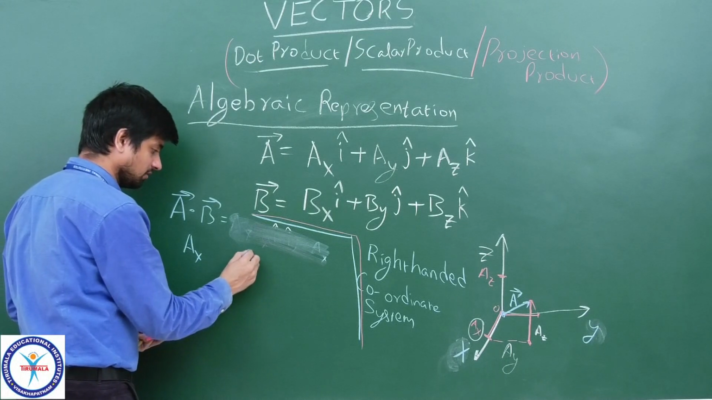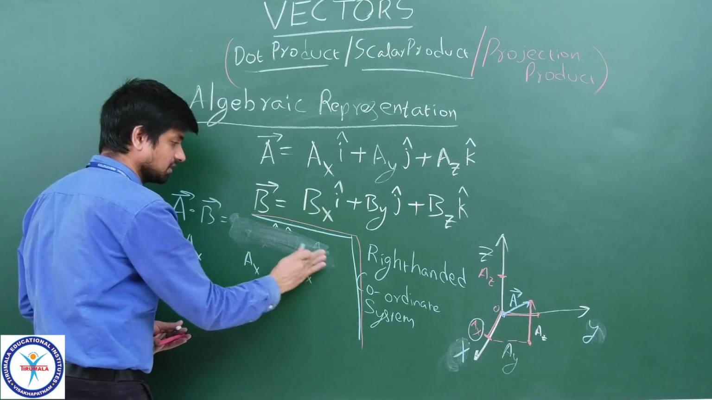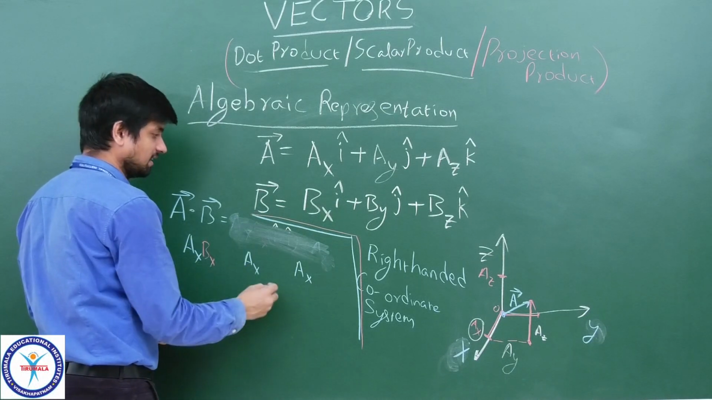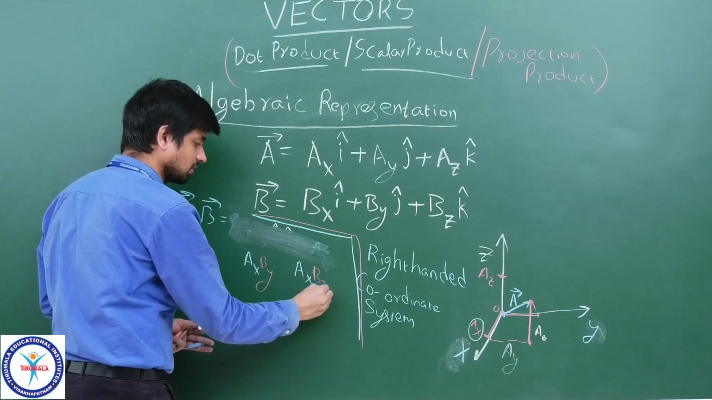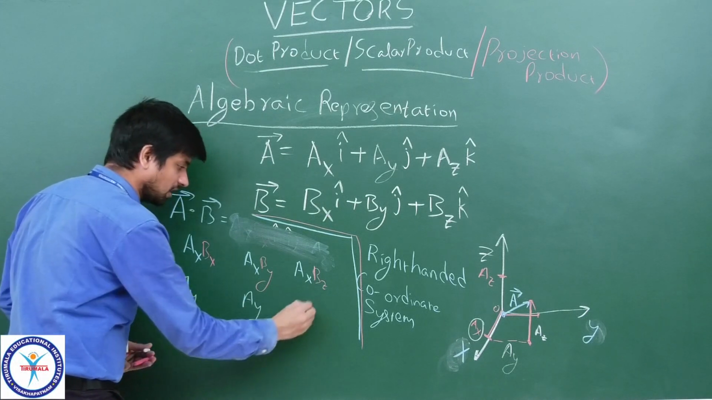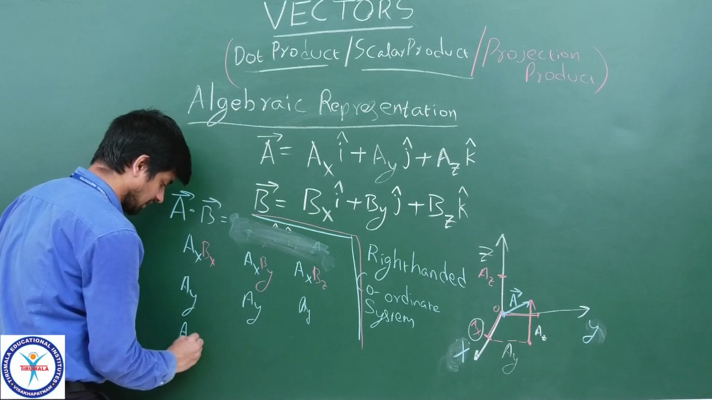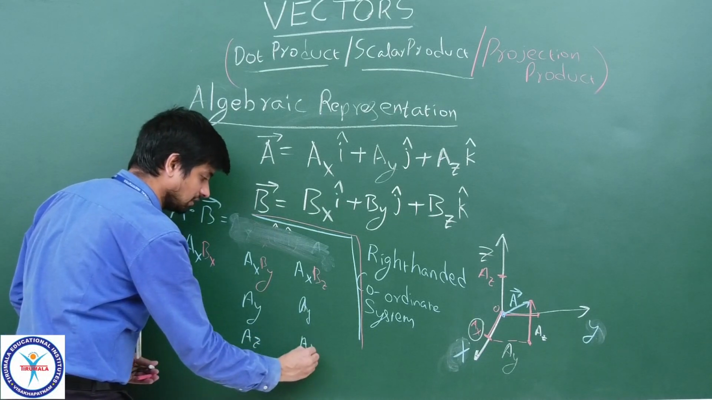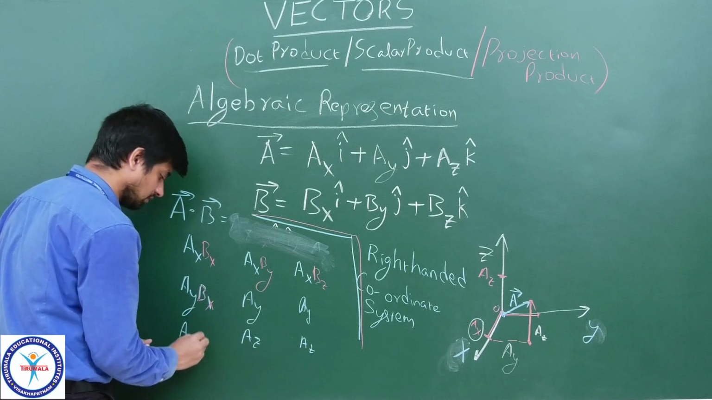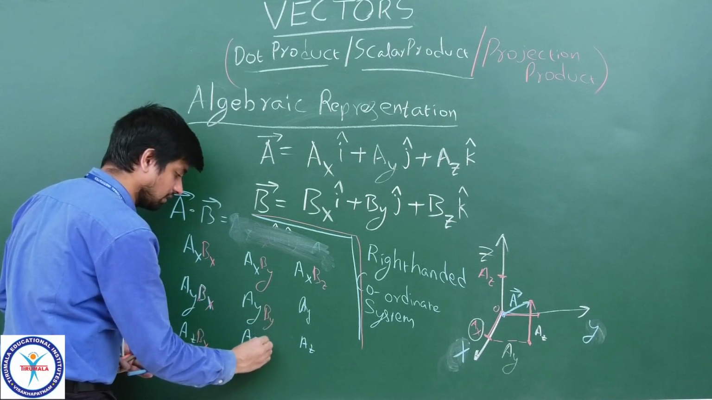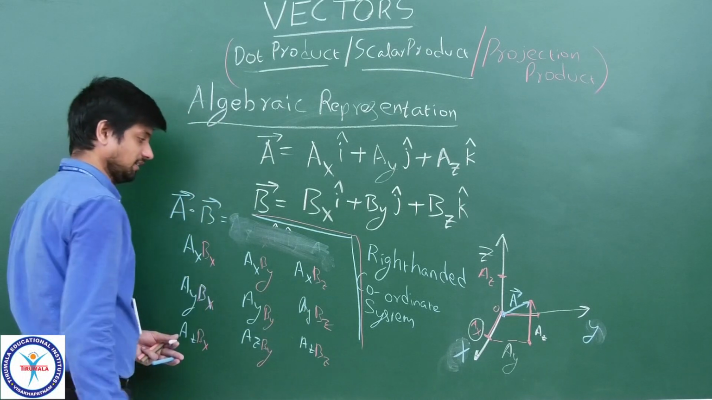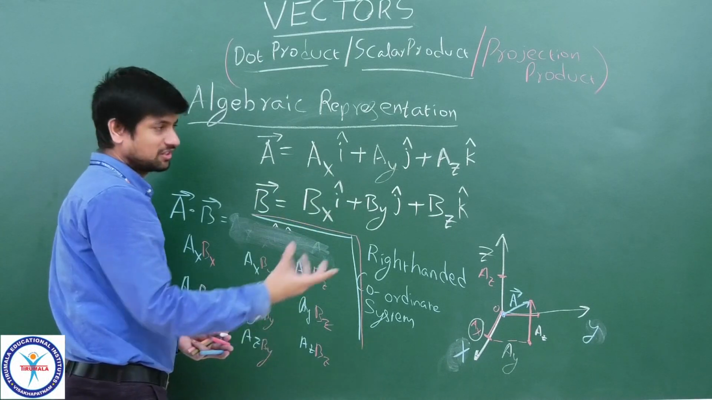Ax, again Ax, so it first multiplies with Bx and next By, next Bz. In the same way, Ay, Az. Here what do you get? Bx, By, Bz, right. Now those are the scalar components, simply you can multiply.